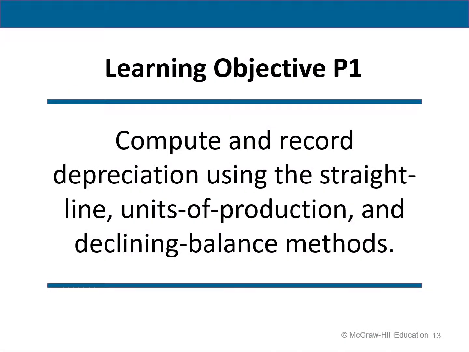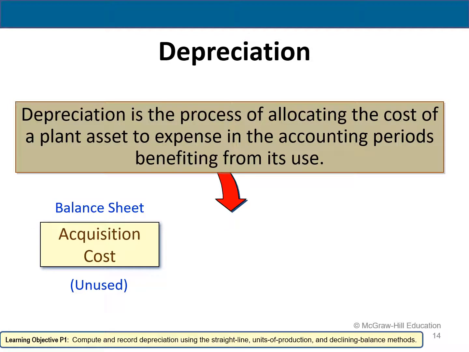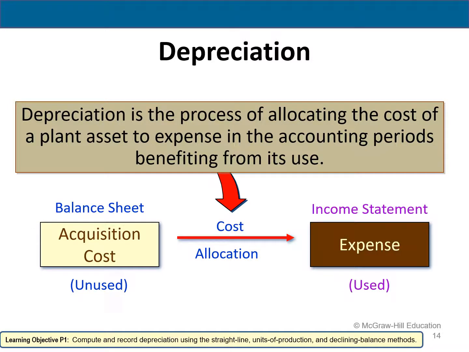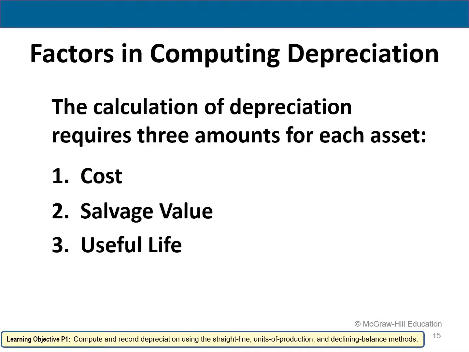All right, let's compute and record straight line depreciation, units of production, and declining balance depreciation. So we've talked about this briefly before, but depreciation is the process of allocating the cost of the plant asset to expense in the periods that are going to benefit from it, right? So when it's unused, we have our total acquisition cost on our balance sheet. And as it's being used, it gets put through expense by way of depreciation. So factors in computing depreciation, we've talked about this before, but cost, salvage value, and useful life are what you need.